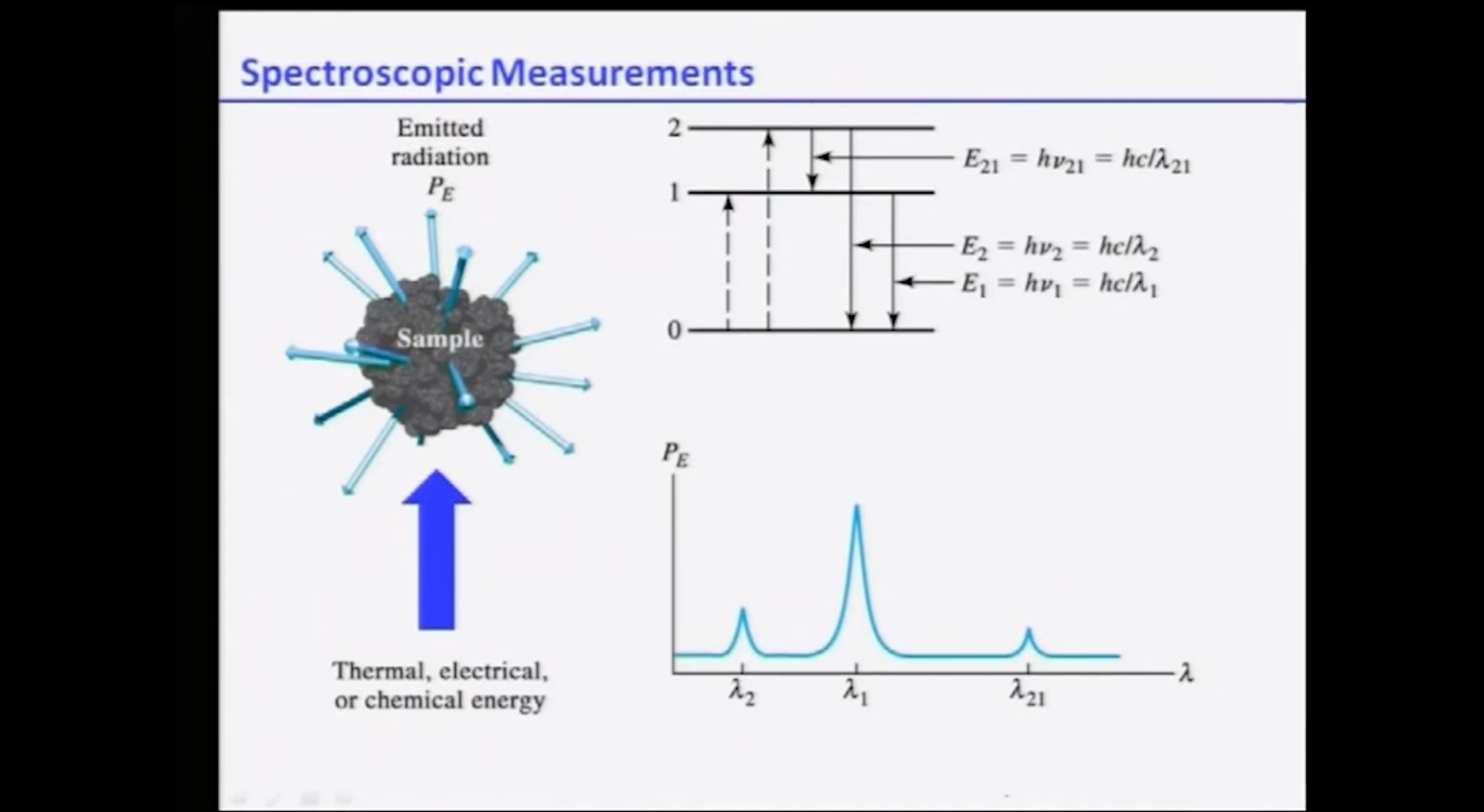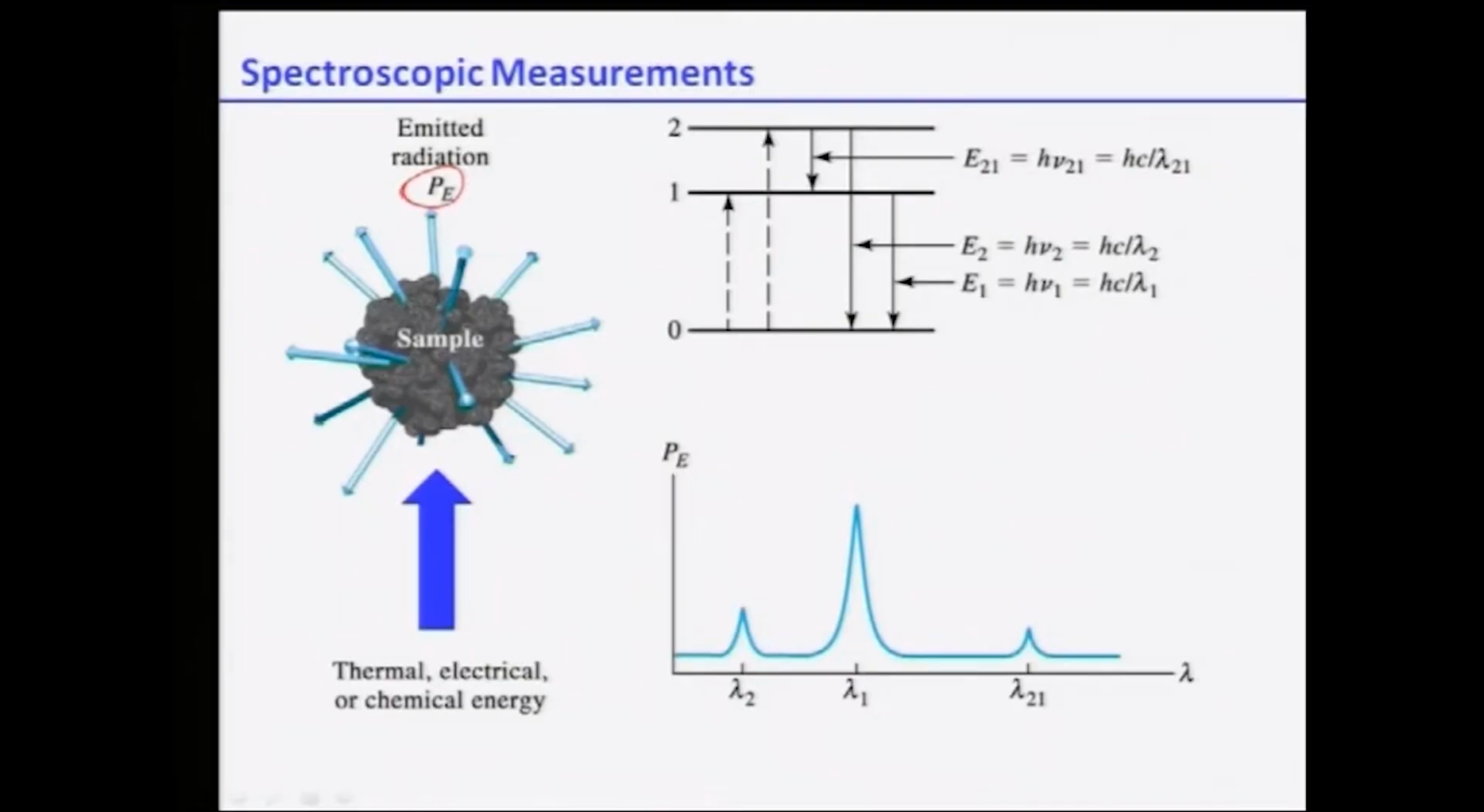Suppose we have a sample like this, and we have an energy source, thermal, chemical or electrical, and we excite the material. Once you excite the material, obviously the sample will absorb certain part of the energy, and it will go to the high energy state as I said, and then it will come back to the ground state after a certain time, and in that process it will emit the radiation. That is what is known as PE here. So, photoluminescence, whatever you can say, that it is PE.